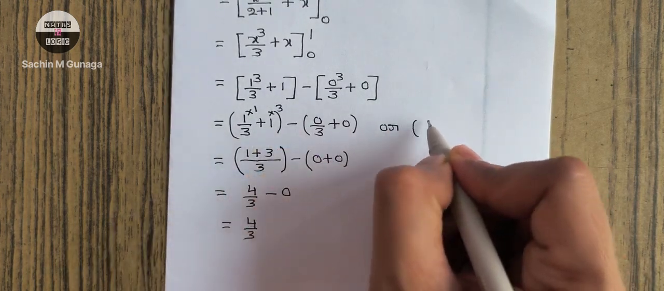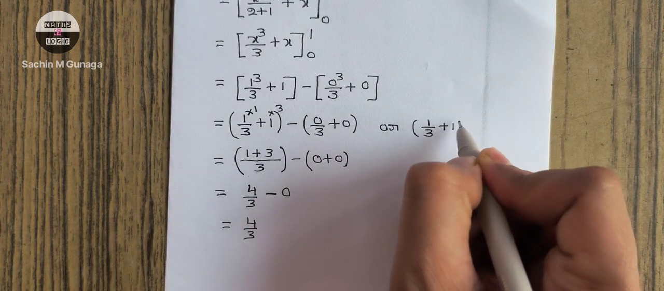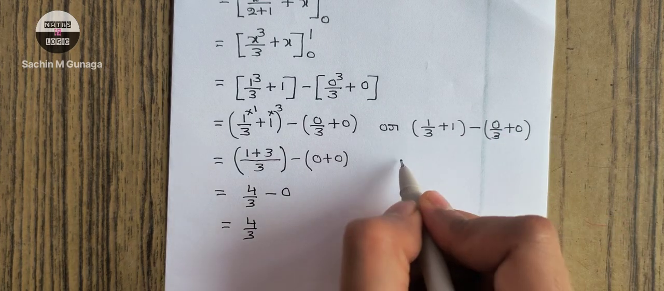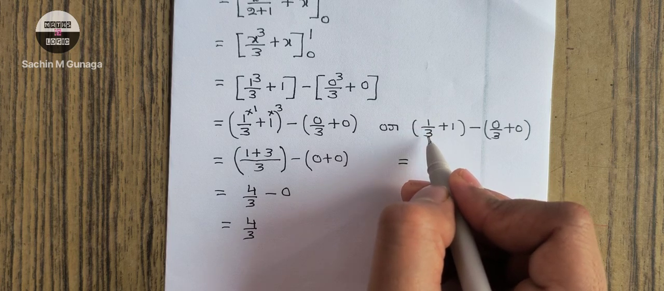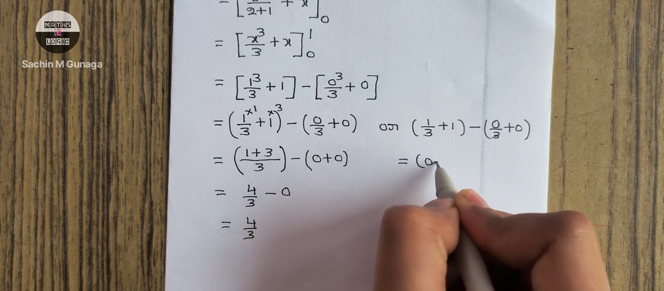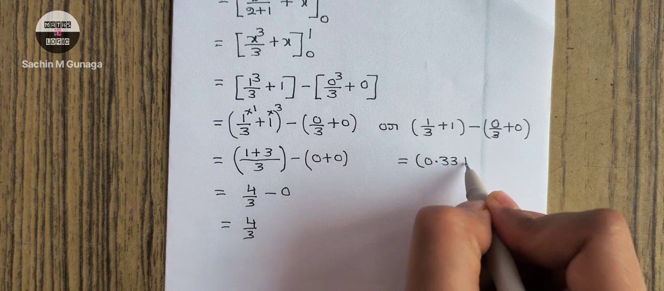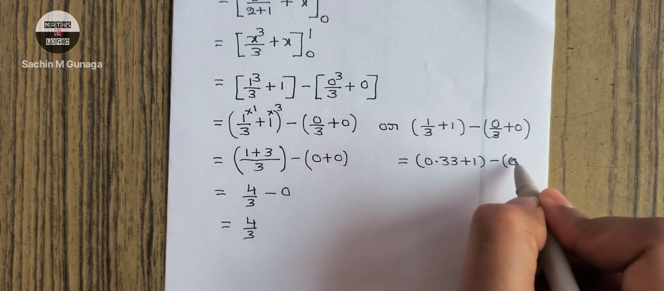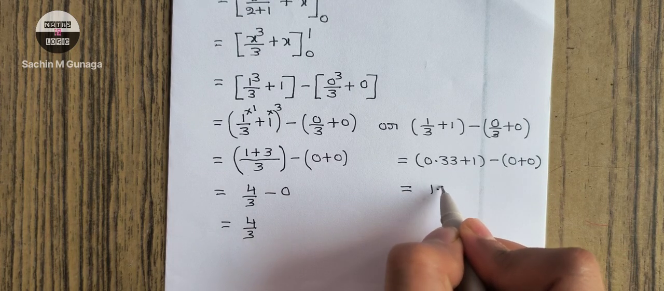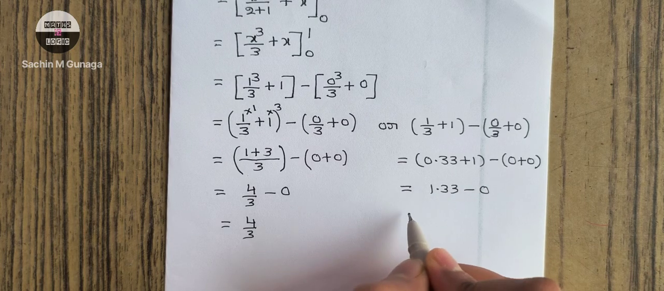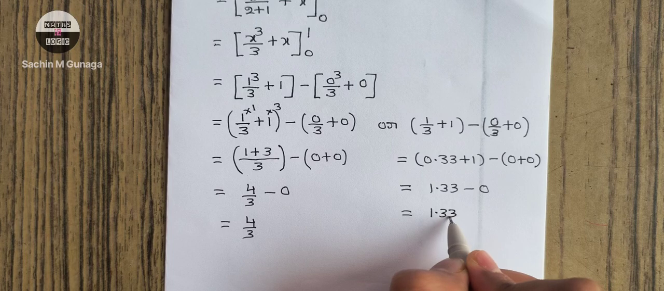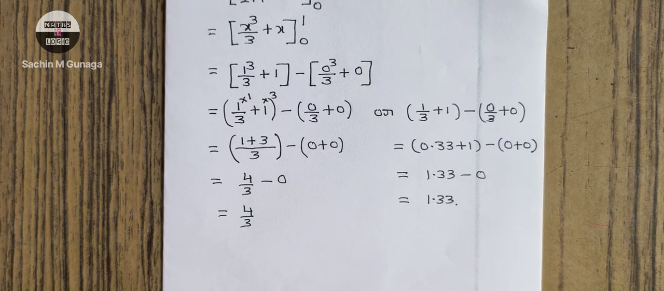Otherwise, we can use the calculator also. So here 1 divided by 3 plus 1 minus 0 divided by 3 plus 0. If I use the calculator, 1 divided by 3 is 0.33. 0.33 plus 1 minus this is 0 plus 0. Therefore 0.33 plus 1 is 1.33 minus 0. Therefore the answer is 1.33. So this is the final answer.